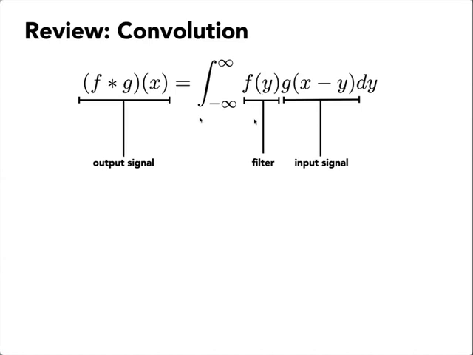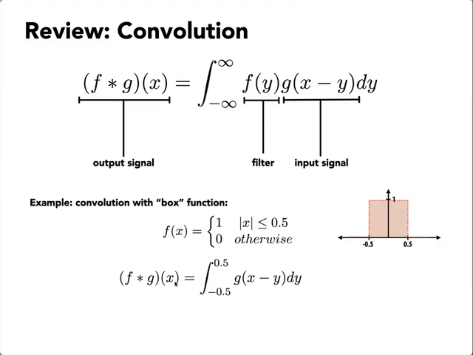So in this case, we could have the filter f of y with this auxiliary integration variable here. So integrating over dy, and then multiplying it against the input signal g, but at a position x minus y, okay?